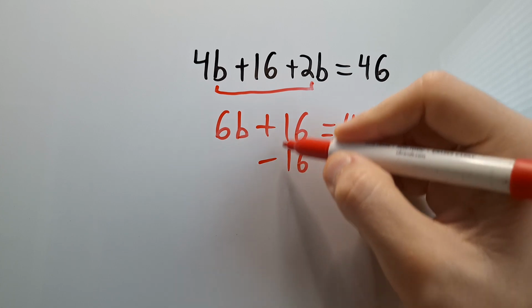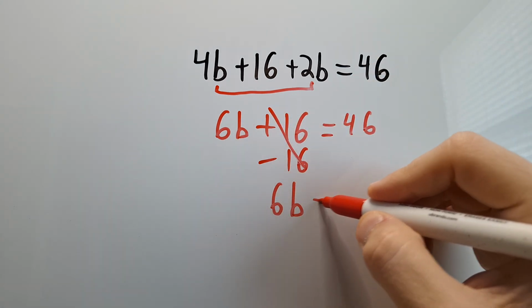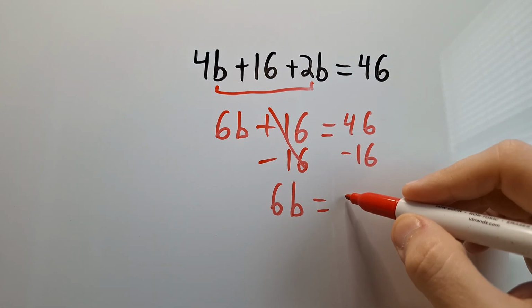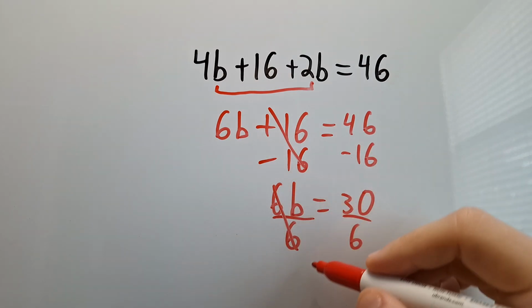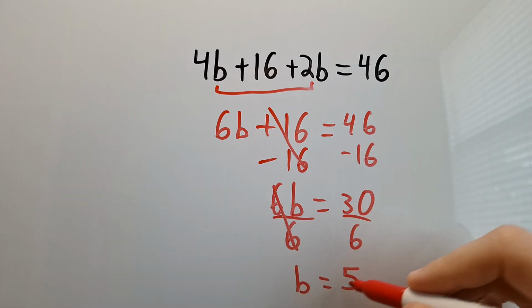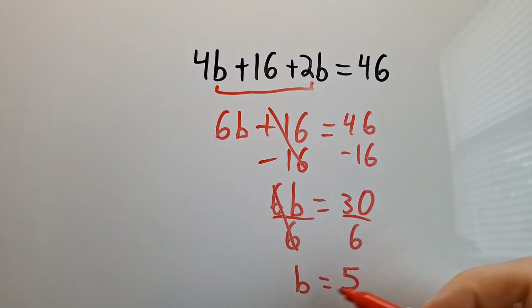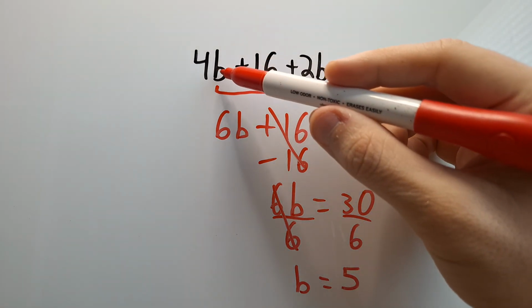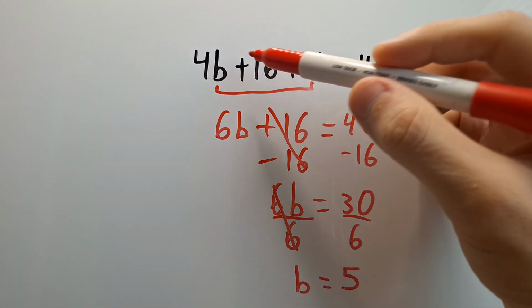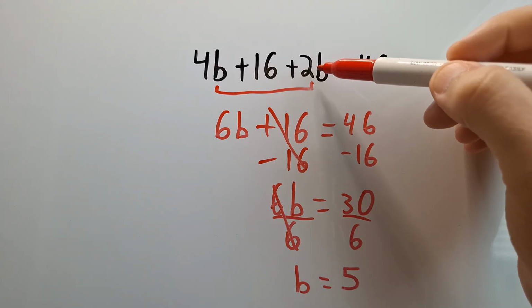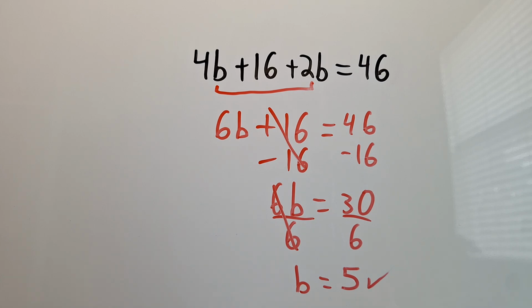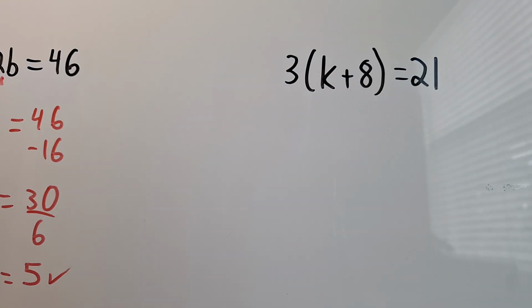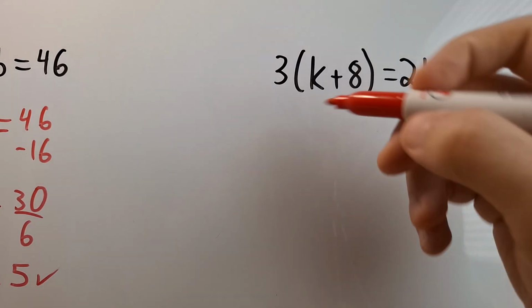Start by subtracting. This gives me 30. Divide this out, and we get 5. Now plugging this back in, 4 times 5 is 20, 2 times 5 is 10, 20 plus 10 is 30, 30 plus 16 is 46. This checks out. Let's look at one now where we have to use the distributive property and then combine any like terms, should there be any.